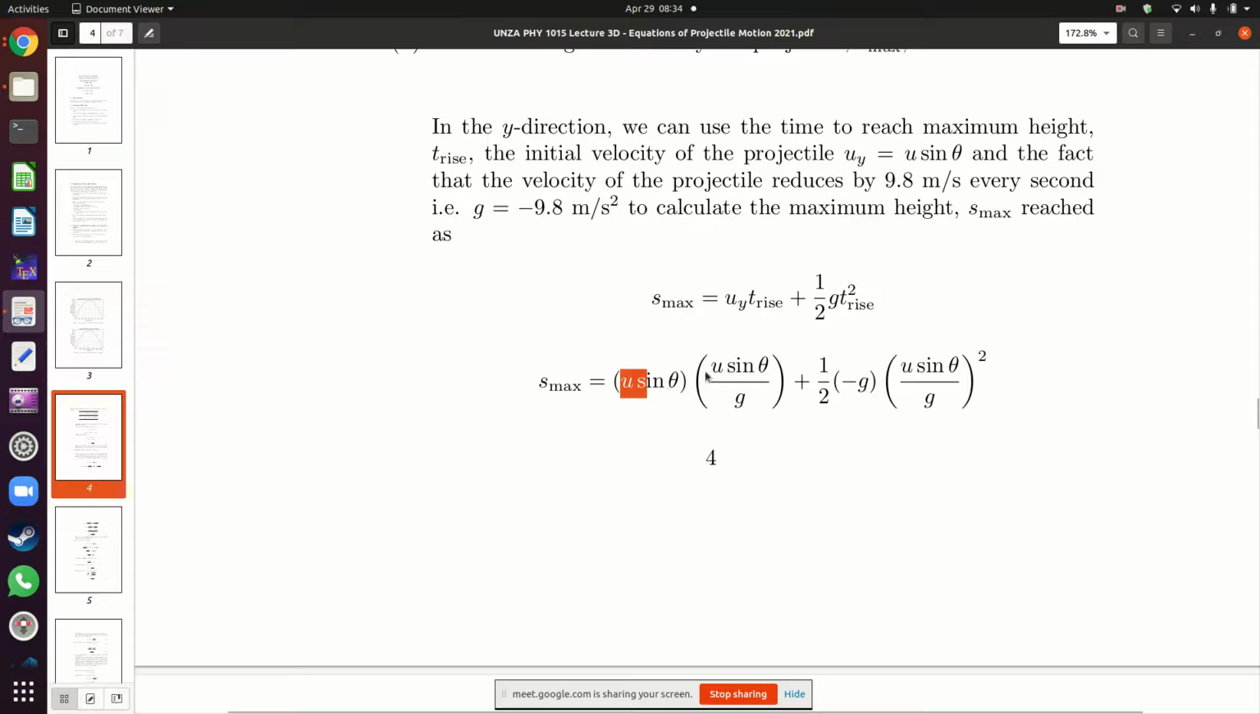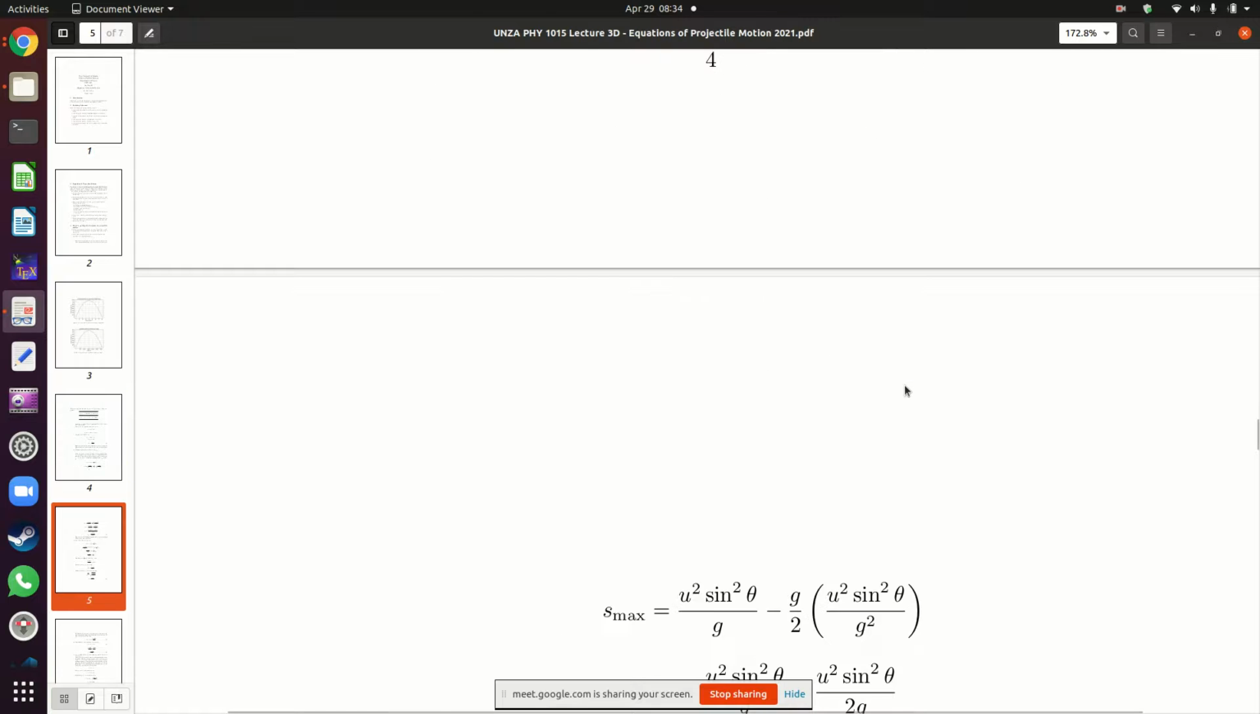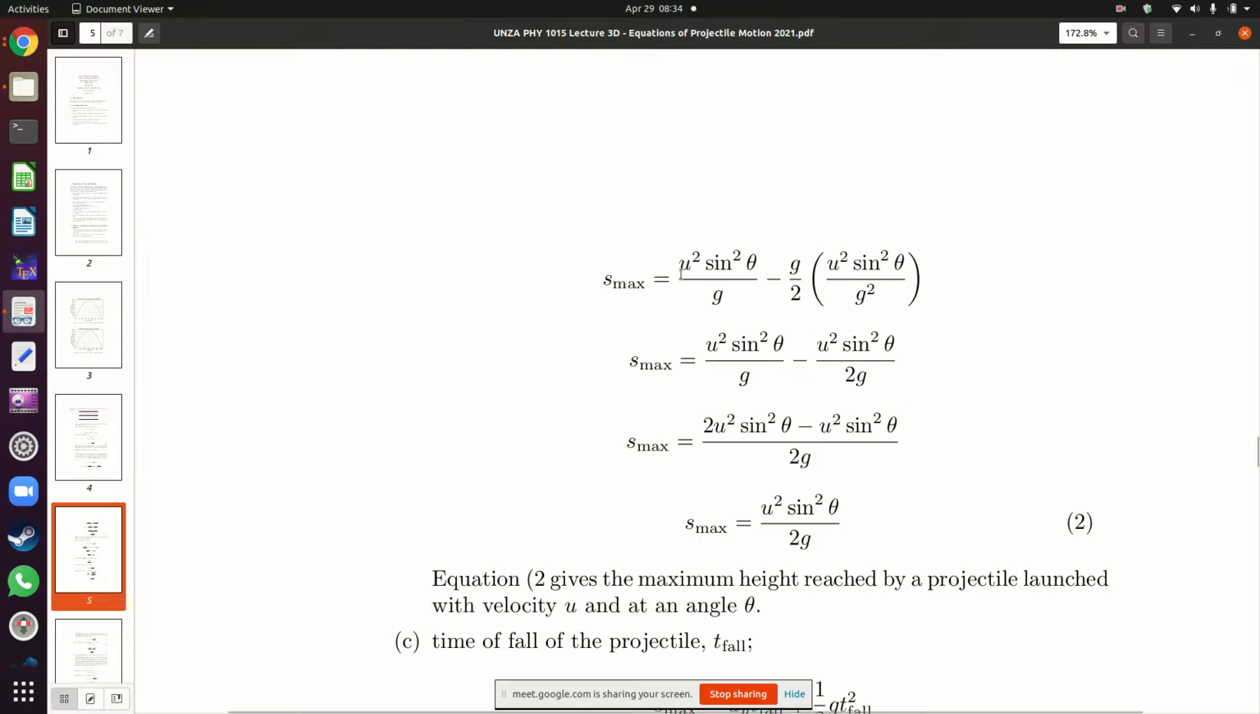So this u multiplied by u gives you u squared, sine theta multiplied by sine theta gives sine theta squared, then the whole thing divided by g. This plus multiplied by this negative will give you a negative. Then this whole thing squared. When you do that, this is what you end up with: S max is equal to u squared sine squared theta divided by g minus g over 2 u squared sine squared theta divided by 2g. Then there's a g here which cancels out one of the g's at the bottom. Then this 2 multiplied with this g, so you end up with S max is equal to u squared sine squared theta divided by g minus u squared sine squared theta divided by 2g.